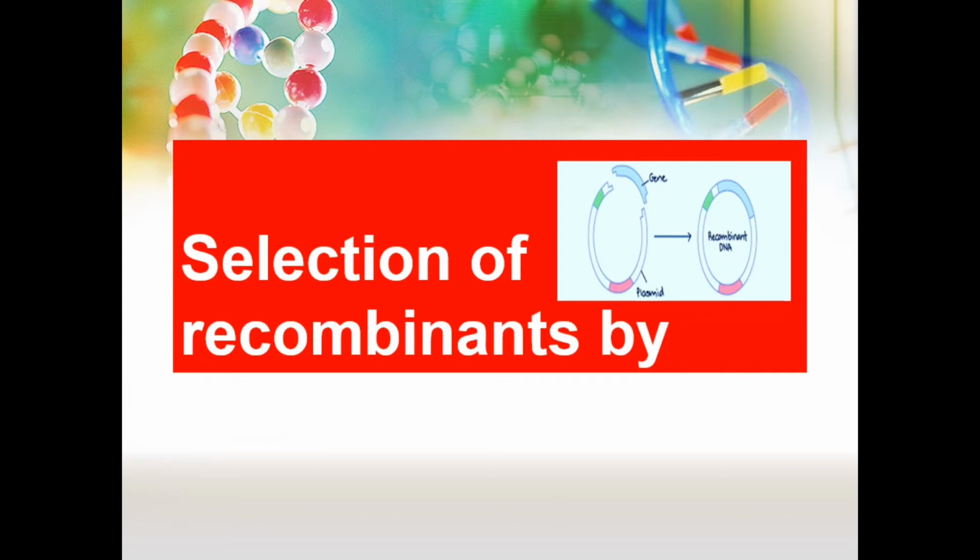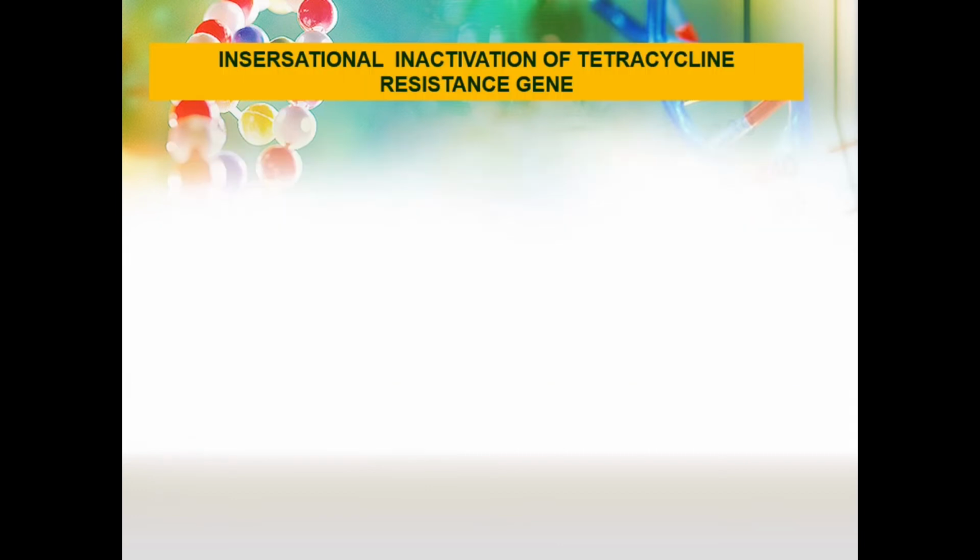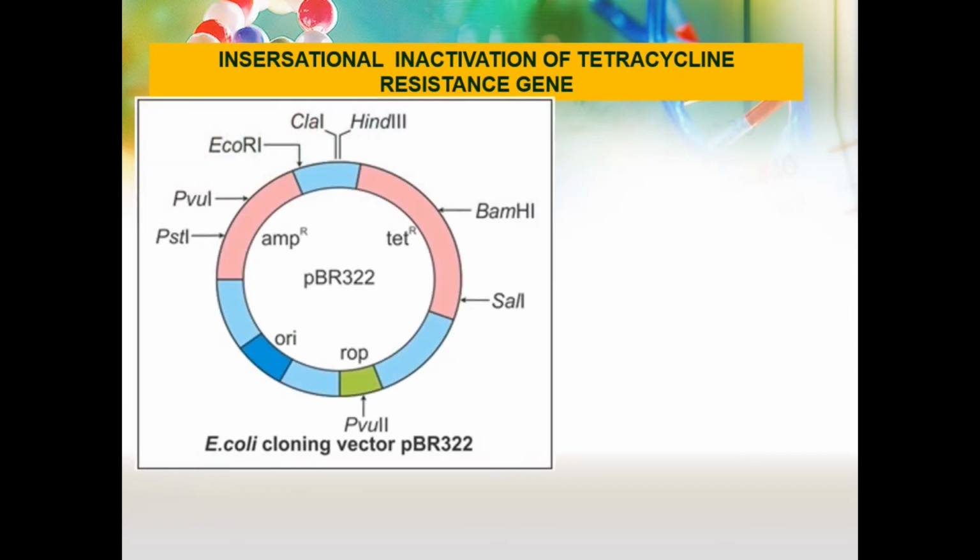So how do we select recombinants? The first method is insertional inactivation of the antibiotic resistant gene. Let's see what that is. This is the plasmid PBR322 used for E. coli.